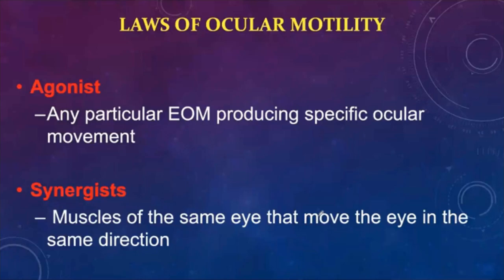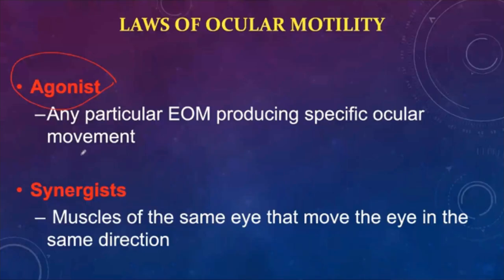Now let's talk about the laws of ocular motility. What are the laws that will govern the ocular muscles motility? First of all, we have the agonist. Agonist means any extraocular muscle producing a specific ocular movement.